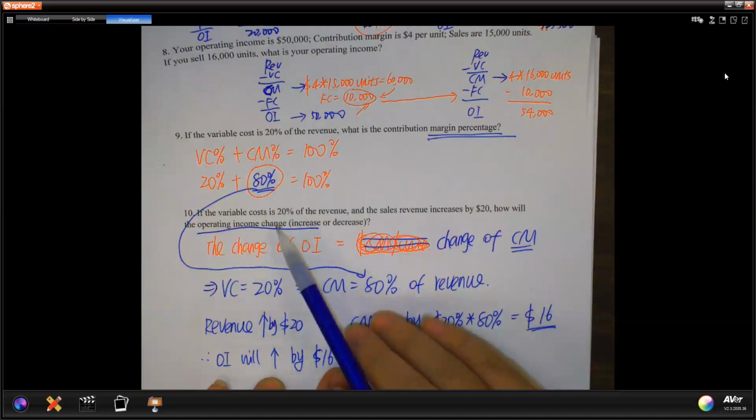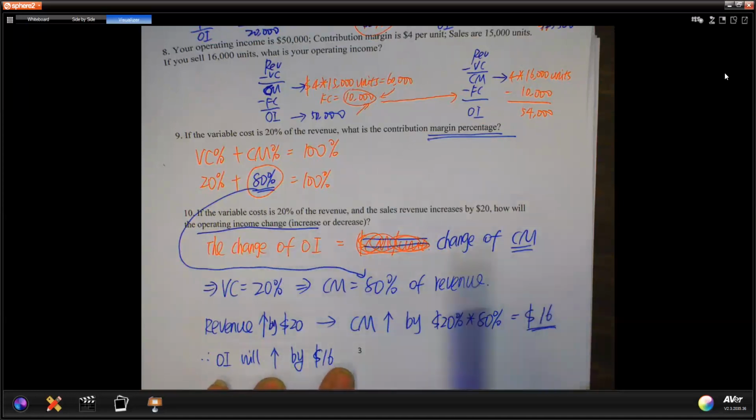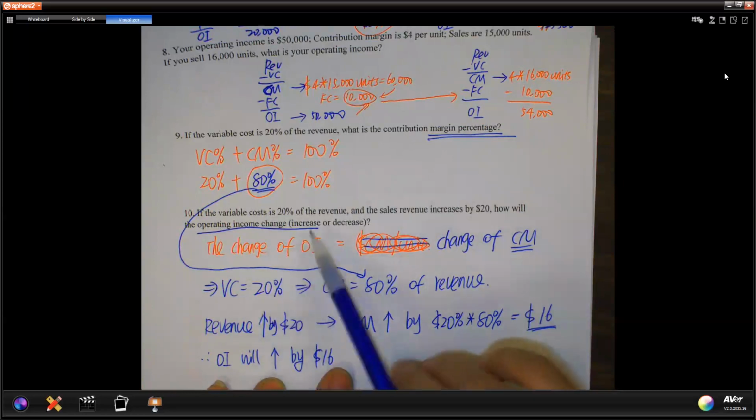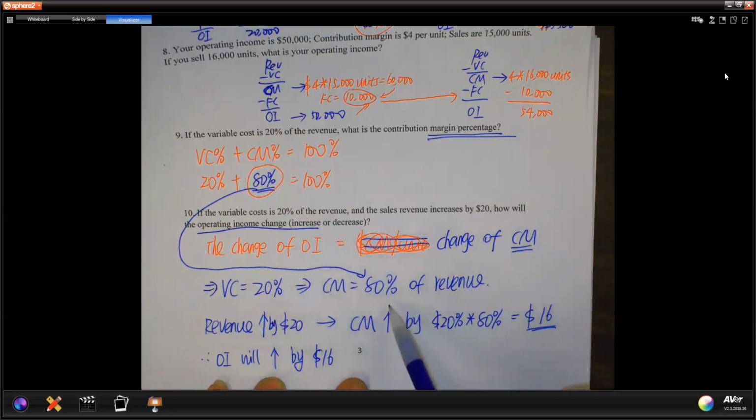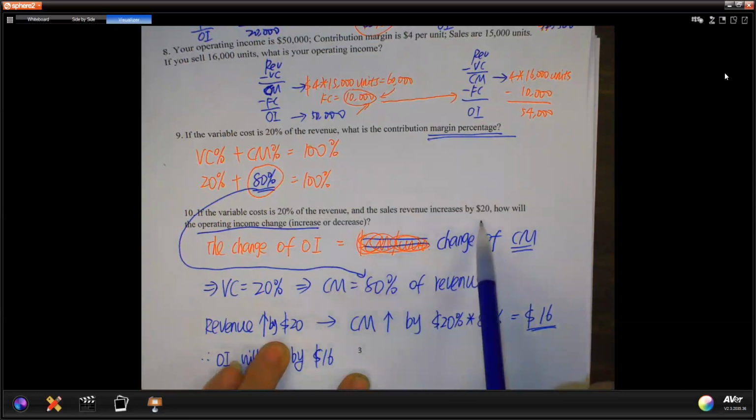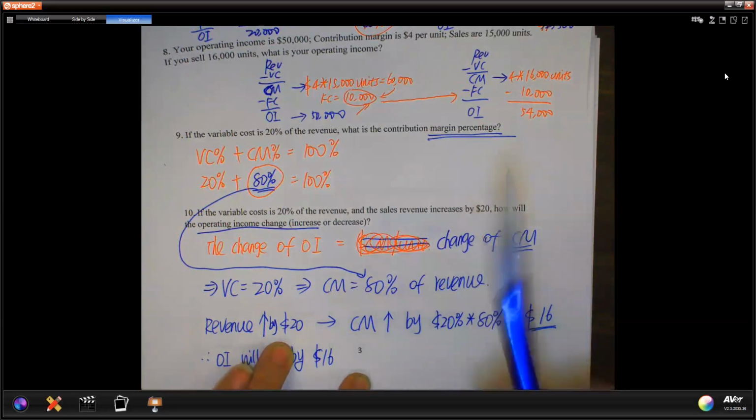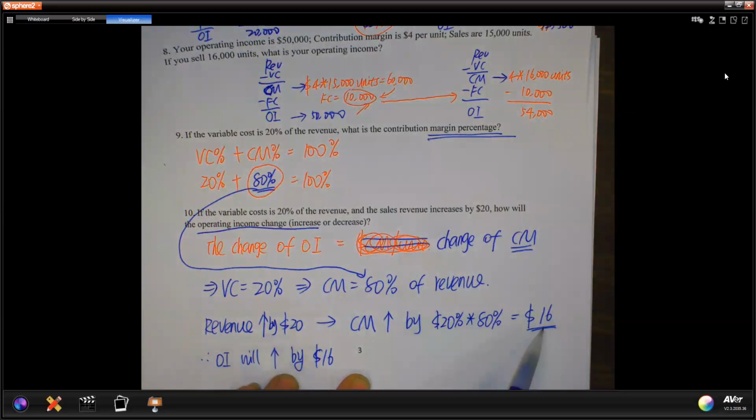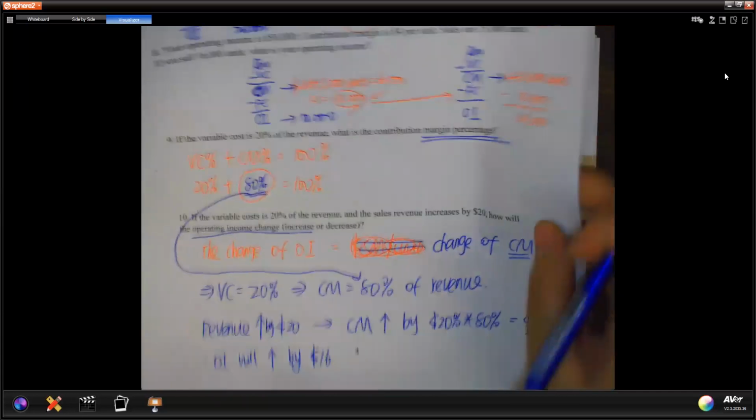We said that the change of operating income is the change of your contribution margin. So our variable cost is 20% of the revenue. That gives us contribution margin is 80% of the revenue. We said revenue increased by $20. Contribution margin will increase by $16 because it's 80% of your revenue. That means your operating income will increase by $16. Okay, make sure you understand what I just said in this question, how we link everything together.